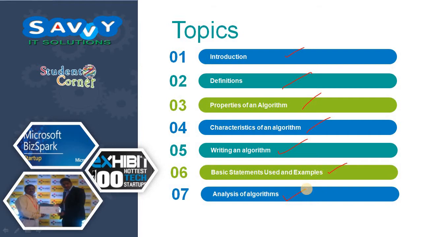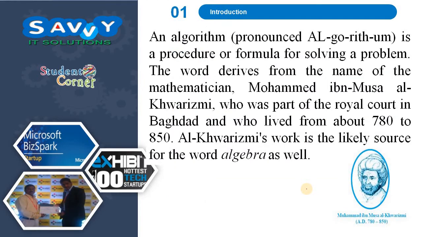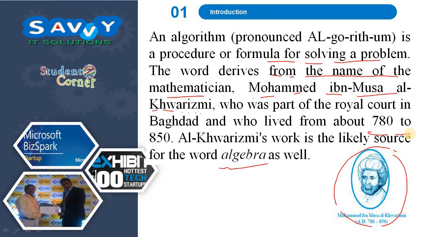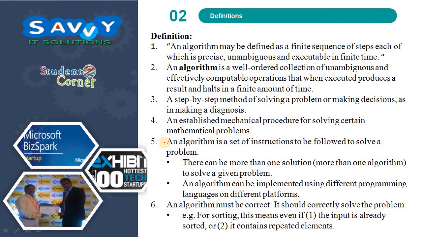Okay, so an algorithm is a procedure or a formula for solving a problem. The word derives from the name of the mathematician Mohammad Ibn Musa al-Khwarizmi, who was part of the royal court and was well versed in algebra. He lived around 780 to 850. That is very old. So now the definitions: we are mentioning six definitions.